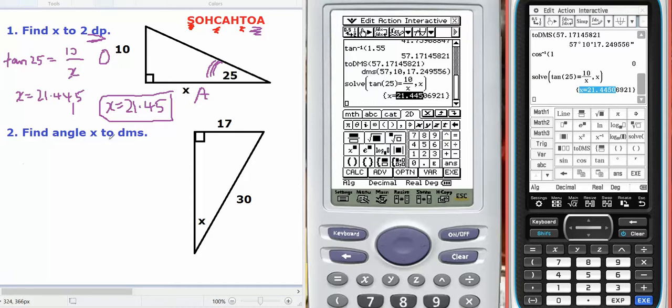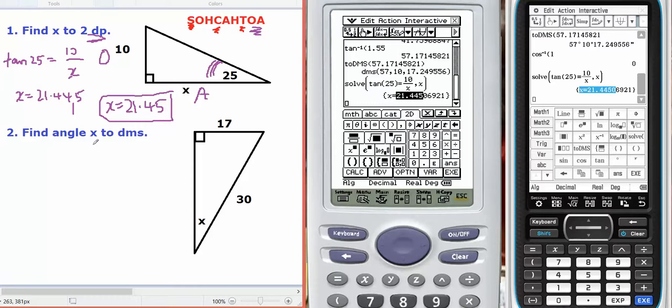In the second example, find angle x. In this case, I need to find it to degrees, minutes, seconds. Okay, so here is my angle x. There's my angle x. This is the opposite. This is the hypotenuse. O and H is sine. So I'm going to use the sine of the angle this time.